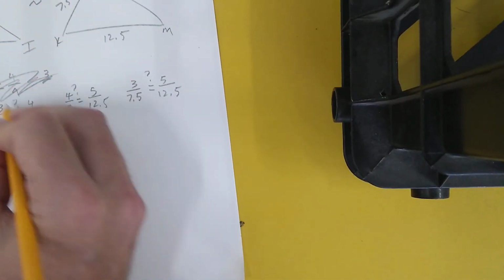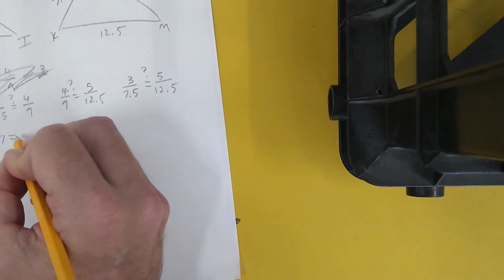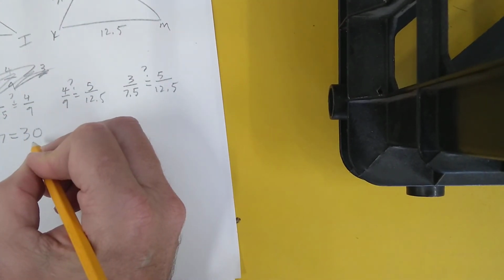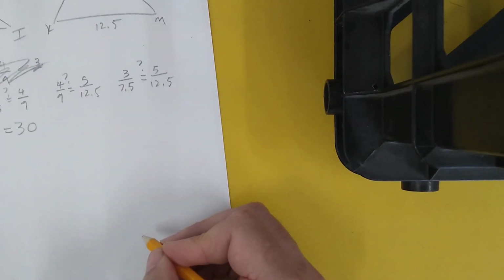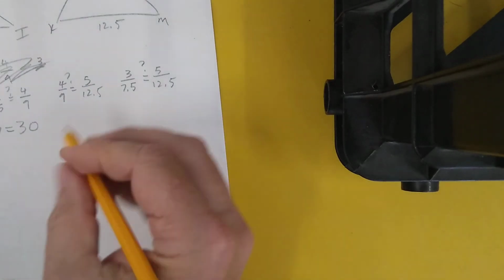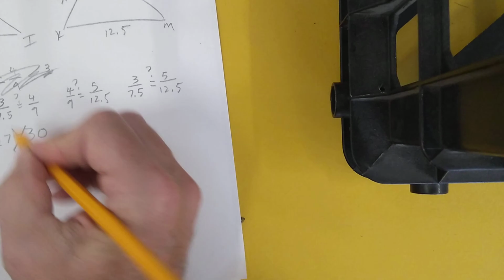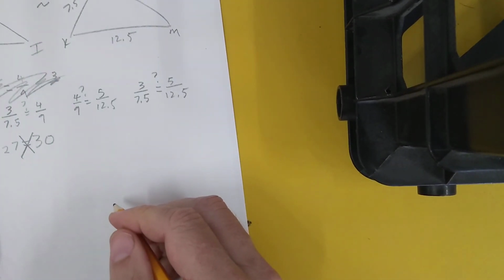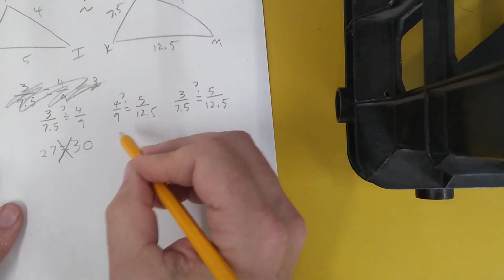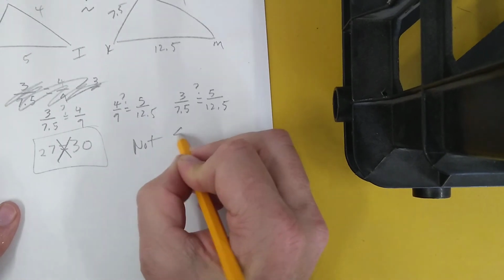Okay, so 3 times 9 is 27, and 4 times 7.5 is 30. And I can stop right there because that's a problem. It may be that I need to check these others because maybe these others will work out. But as soon as I get one that doesn't work, I'm like, well, those two sides aren't proportional. This is clearly not right. But you may have to check all three before you find a mistake. So these are not similar.